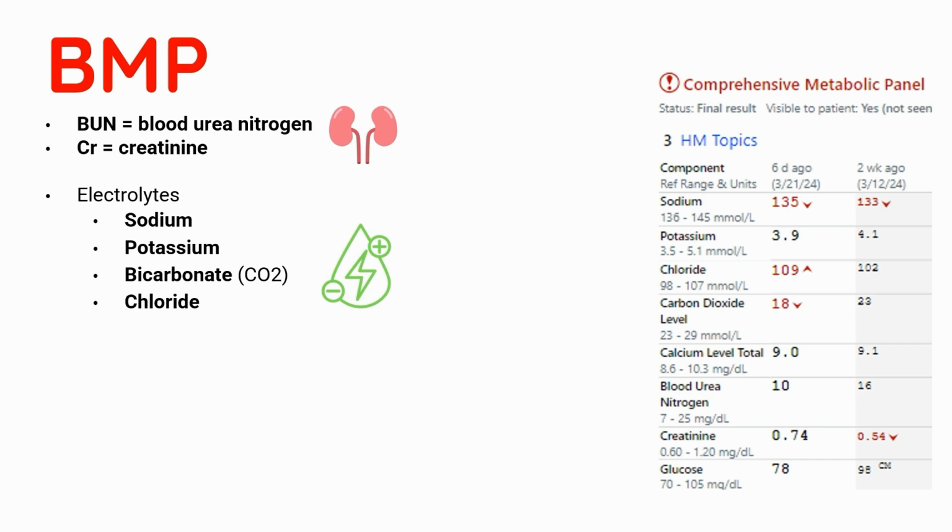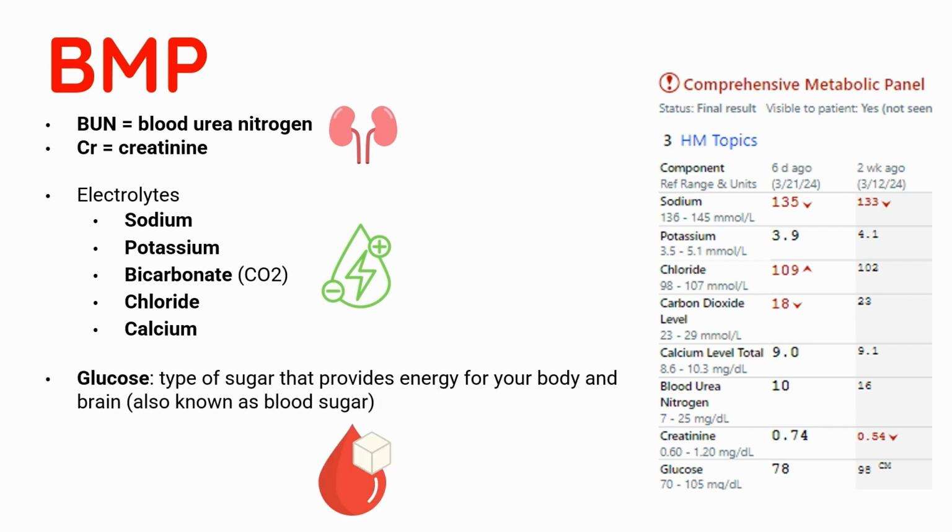Chloride functions along with sodium, potassium, and bicarbonate to help control a lot of those processes in the body that I mentioned. And then calcium is an important and common mineral in your body that many of us think about as calcium that's stored in the bones, but you actually need calcium in your blood for proper functioning of nerves and heart and muscles. And then lastly, we have glucose.